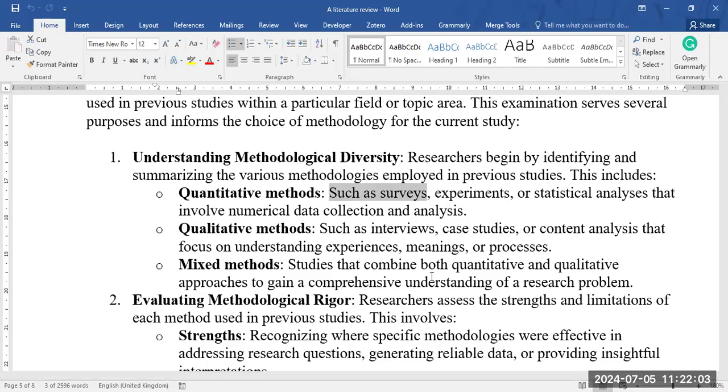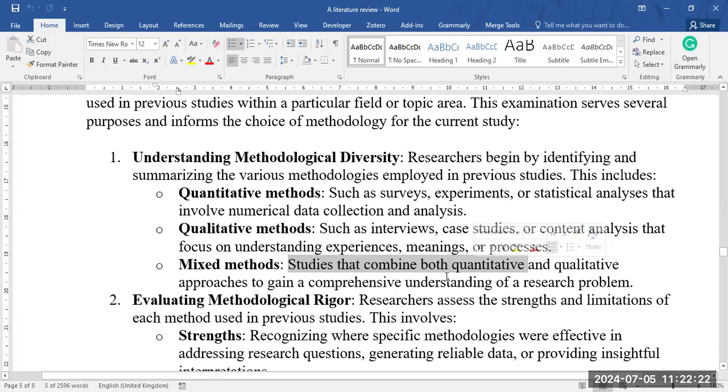And qualitative methods such as interviews, case studies, content analysis, focusing on understanding the experiences, meaning and process. And mixed method studies that combine both quantitative and qualitative approaches to gain a comprehensive understanding of the research problem.